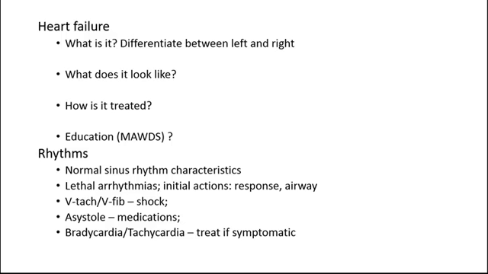Now the V-tach, V-fib, and asystole, those are your lethal arrhythmias. So with lethal arrhythmias, remember your CPR. The initial actions will always be to establish responsiveness, check the airway, and establish whether the person's breathing or not. After that, if it is a V-tach, V-fib, what we're going to do is we're going to shock. We're going to shock at the maximum energy, which is 360 joules.